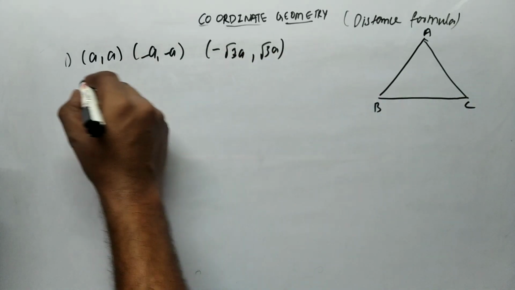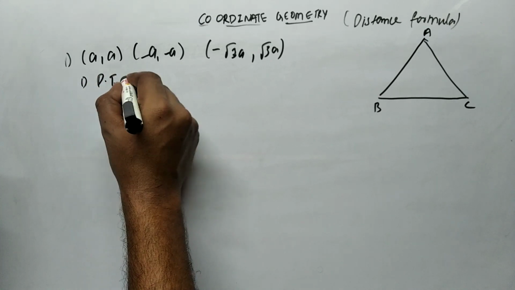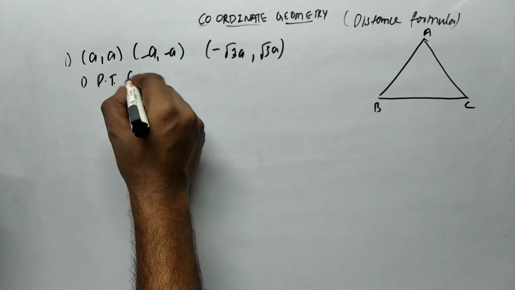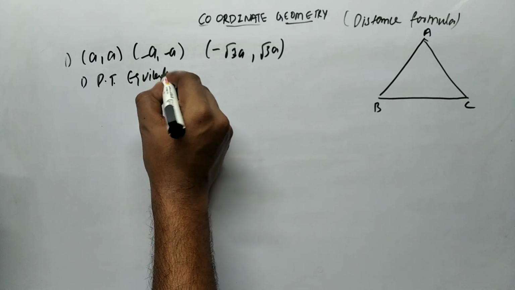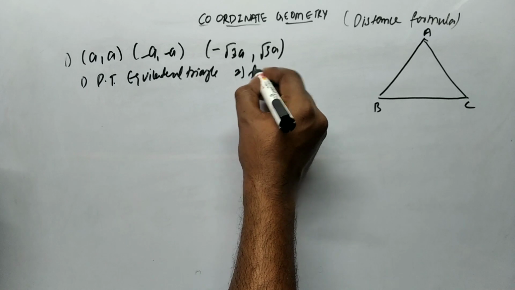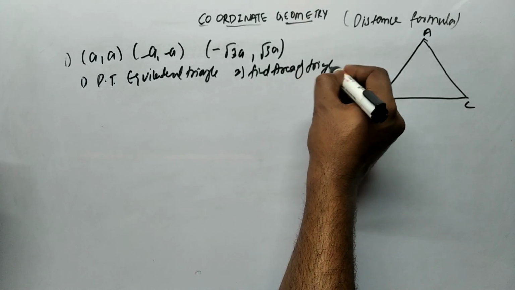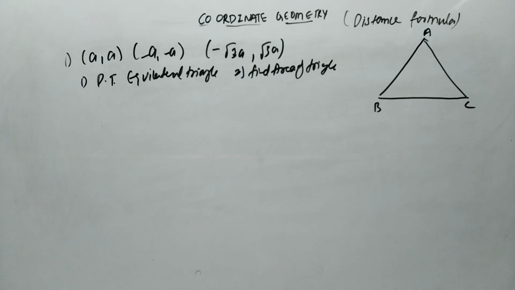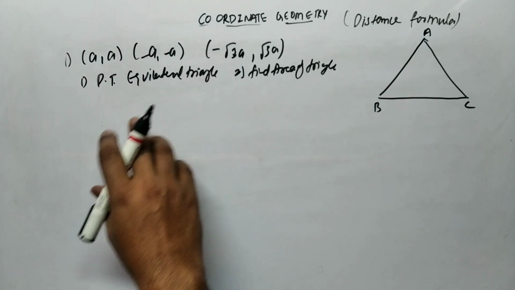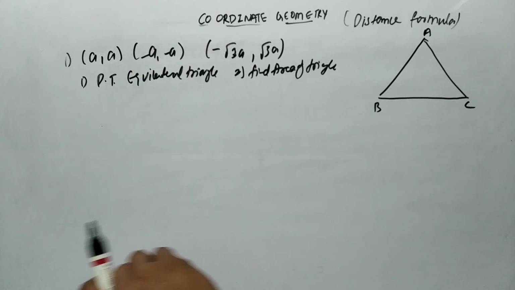Okay, he has given two things. First, you need to prove that these 3 vertices form an equilateral triangle, and second, he is asking you to find the area of the triangle. So the first question is to prove that the 3 given points are the vertices of an equilateral triangle.